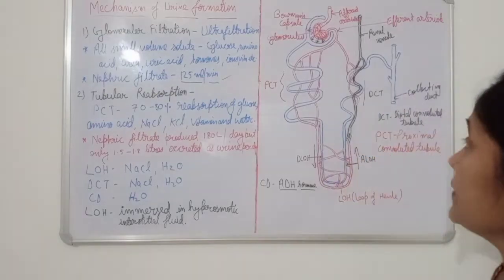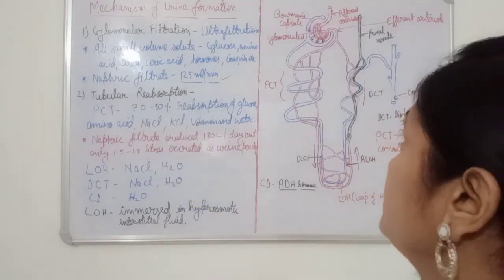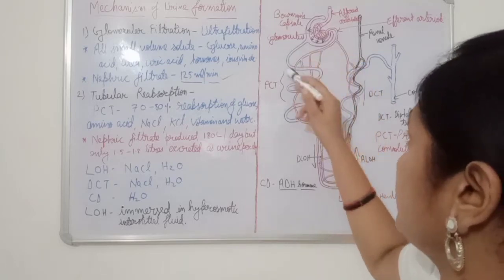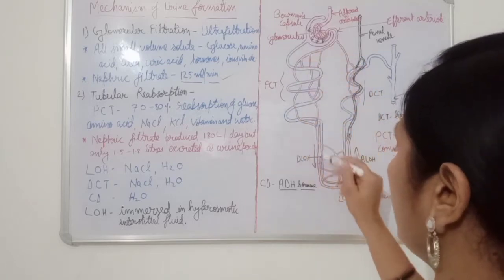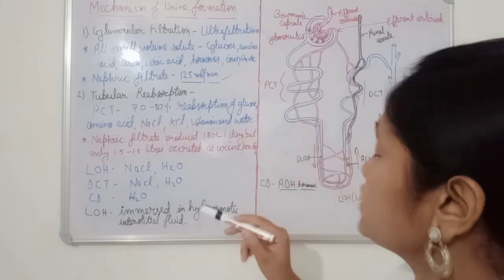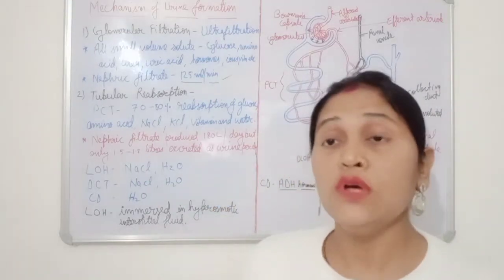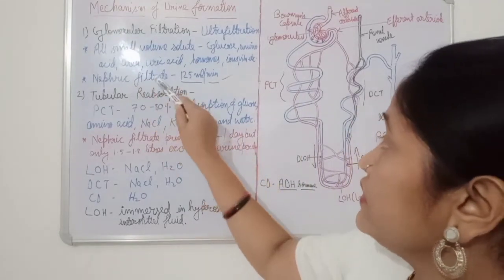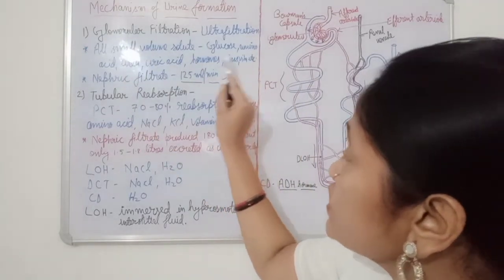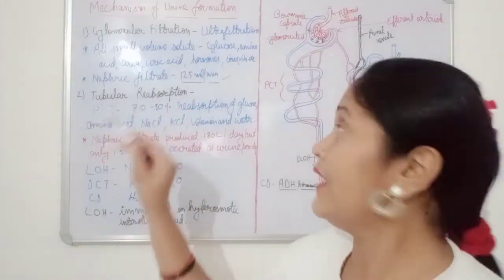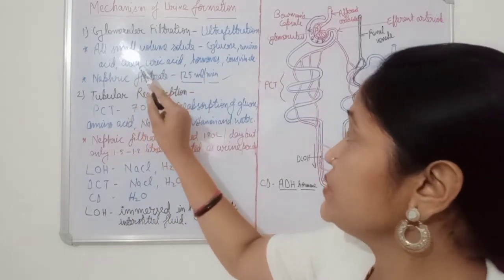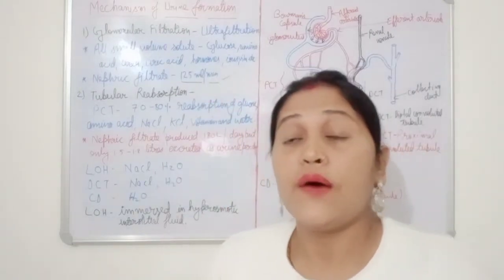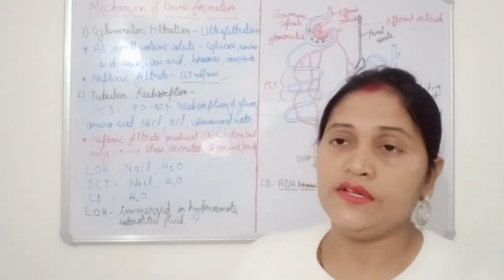Now the second step is tubular reabsorption. The filtrate passing through the tubular portion has to be reabsorbed. Why? Because in this nephric filtrate, useful substances are also present, like glucose, amino acids, urea, uric acid. So reabsorption is very important and necessary.